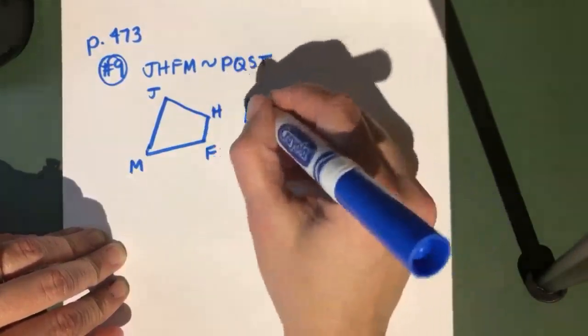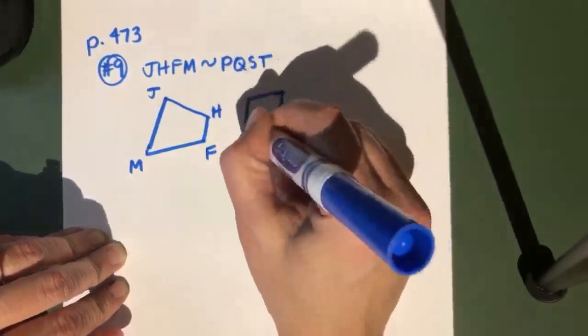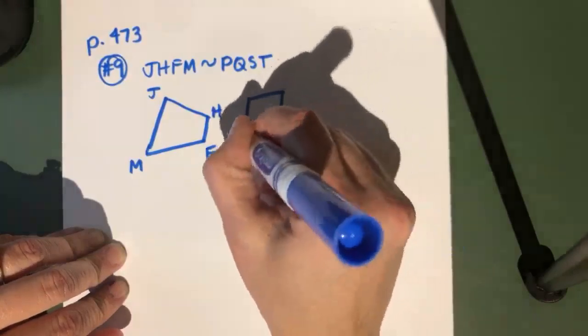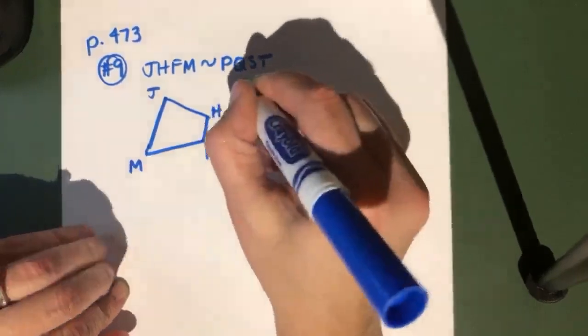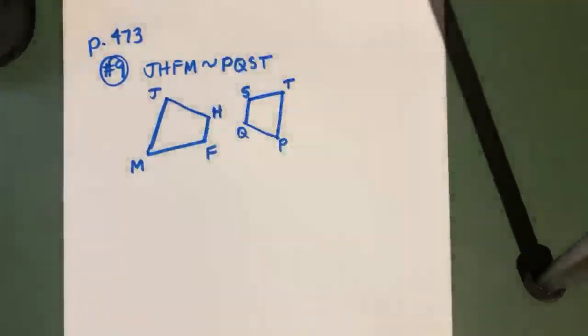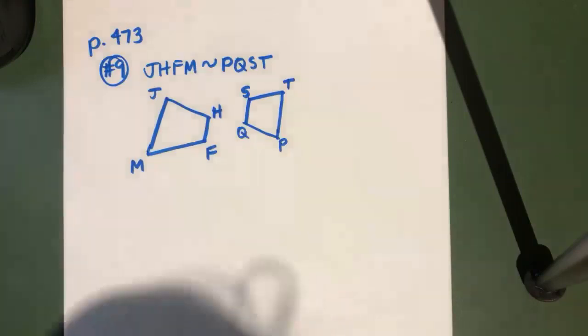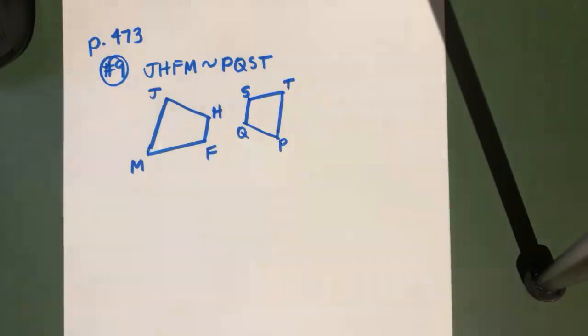And then we have one that kind of looks like this. Another little guy over here. And that's Q, and that's P, and that's T, and that's S. Okay. So basically what we have on this one is the question is asking. It says list all pairs of congruent angles and write a proportion that relates the corresponding sides for each pair of similar polygons. This is similar to one of the ones that you had on the quiz. So let's look at what we have, okay?